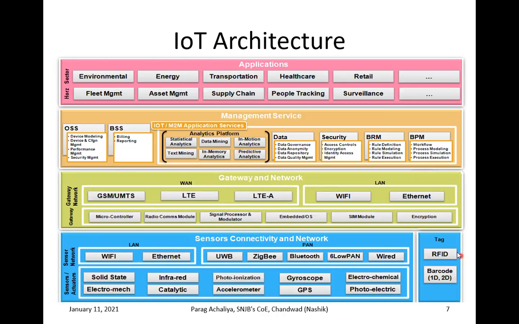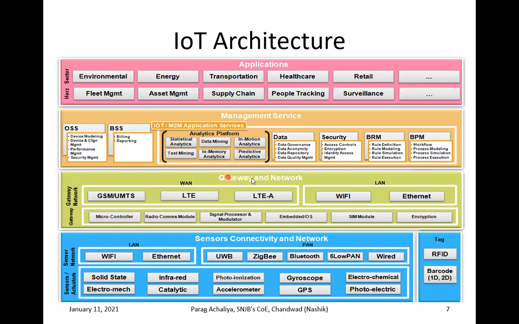And the second thing will be your various tags like your RFID or barcode, 1D or 2D. That means the first layer will have two things like this. You can use your RFID, or you can use your barcode, or recently we can call it a QR code also. One of the points will be your QR code. So this is your first layer of your IoT architecture.